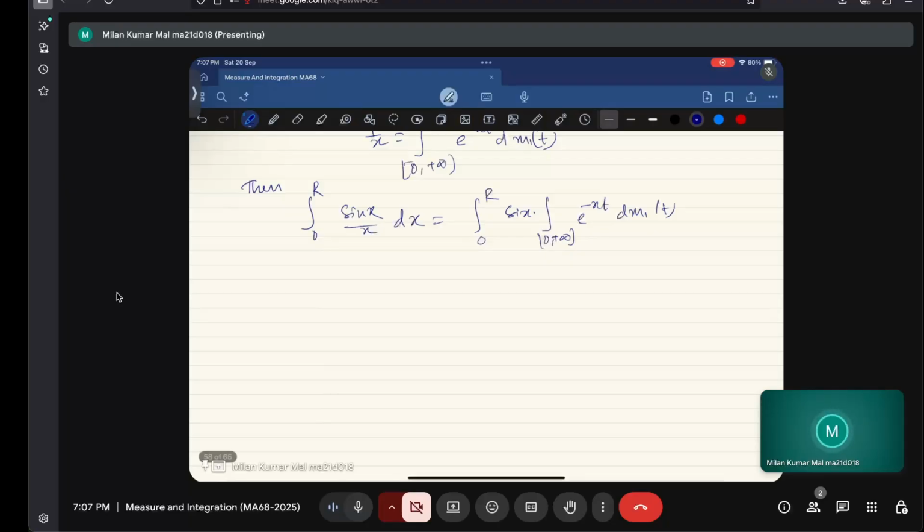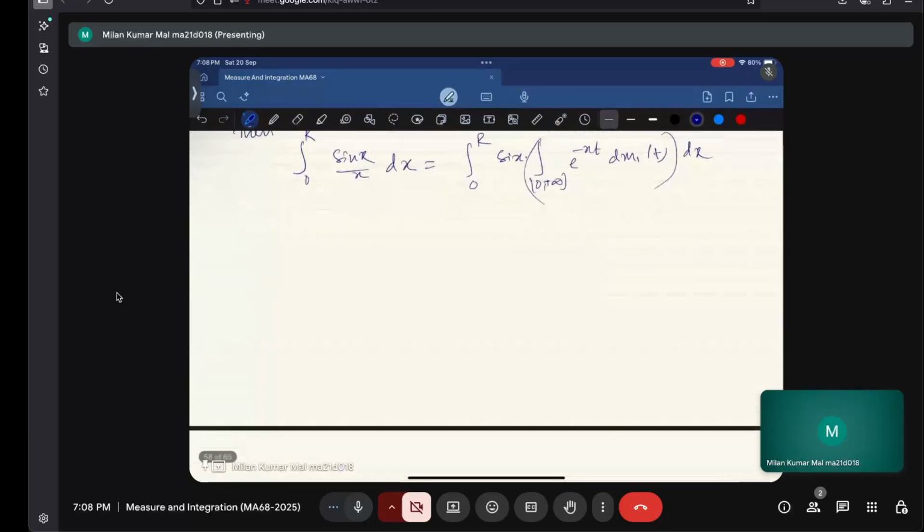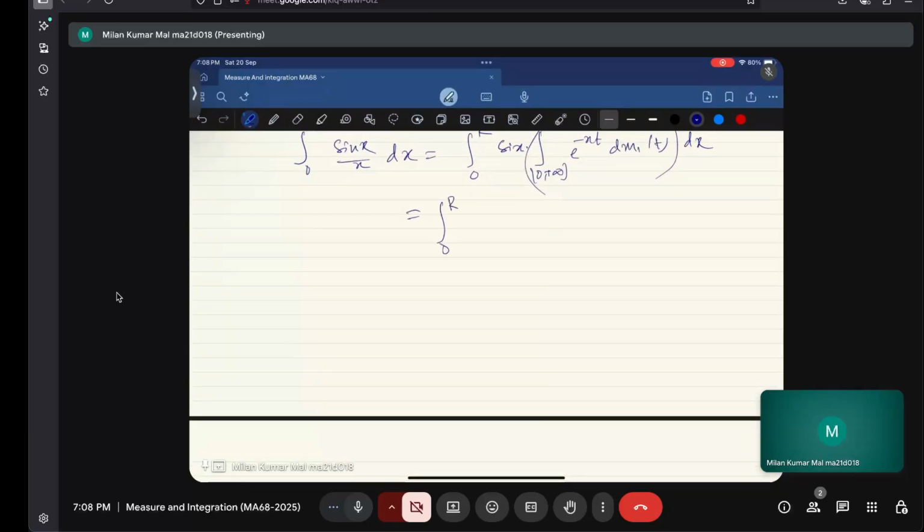This is also Lebesgue measure, but right now we can write dx. But next, one can write this one as the integral over 0 to r this way, and 0 to plus infinity this way, of sin x e to the power minus xt dm1t and dm1x. This is what it is. Now this is the product measure we are using here. So now this is what we are getting.